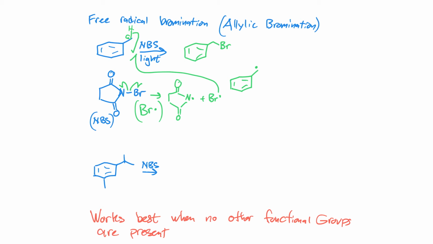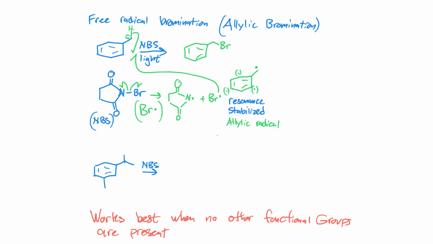What I want you to do is prove to me that this is resonance stabilized. So go ahead and pause the video, figure out how many additional resonance structures you can draw using these single fishhook arrows, single barbed arrows. Okay, you should be able to have put a radical on each of these 3 positions in the ring there. So you should have 3 additional resonance structures showing that that radical is resonance stabilized. It is called an allylic radical. And that's why it works in this position.